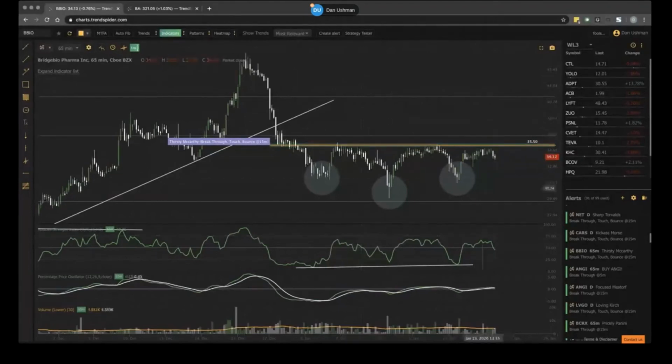But it could also fail to break out above this line a few more times and then break down. And there's other patterns you can draw on this that aren't as bullish. Right. This is just the most obvious one. So, I definitely encourage people to use alerts heavily. They're a really great tool.